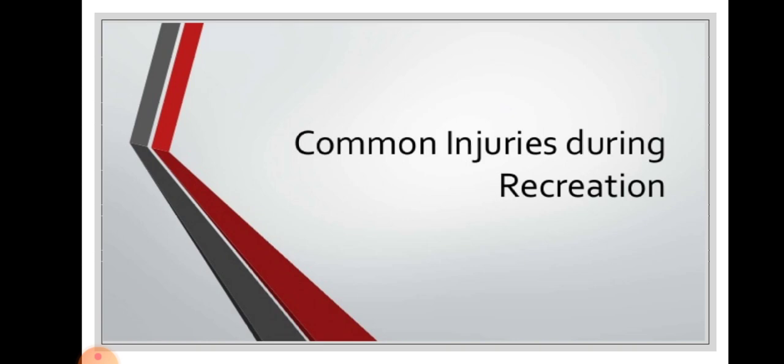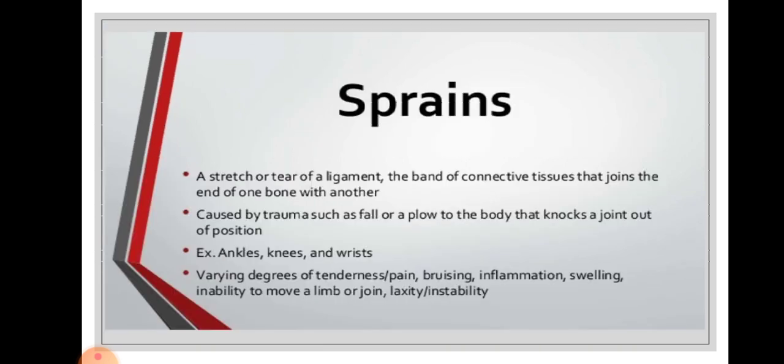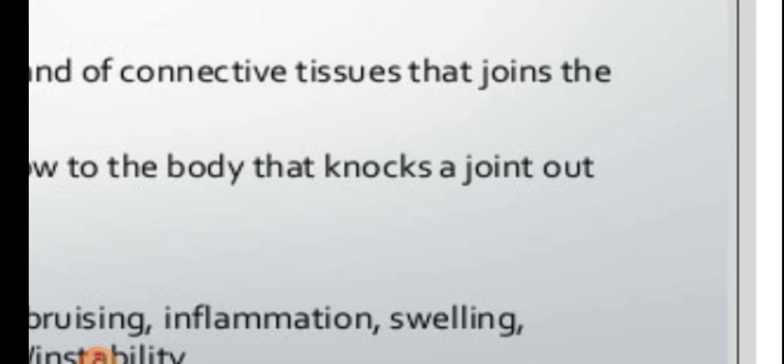Last, we have here the common injuries during recreations. What are the common injuries during recreations? First, we have here the sprains, a stretch or tear of ligament, the band of connective tissue that joins the end of one bone with another. It is caused by trauma such as a fall or blow to the body that knocks a joint out of position. Examples: the ankles, knees, and wrist. Okay, so that is sprains.